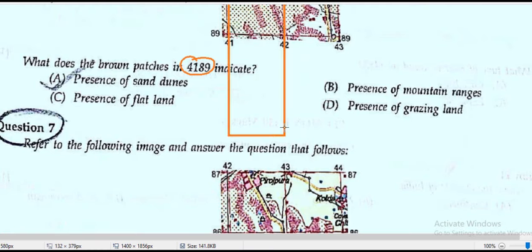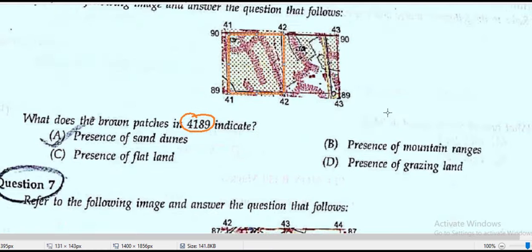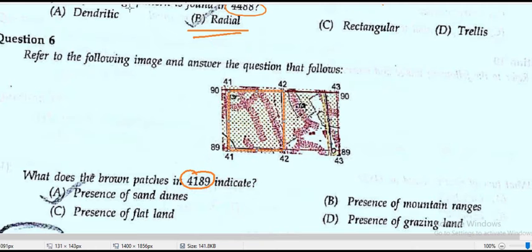Next question, what do the brown patches in 4189 indicate? What are they indicating here? The presence of sand dunes. I have already discussed that these mention the dunes or sand dunes. So they are actually showing the presence of sand dunes.